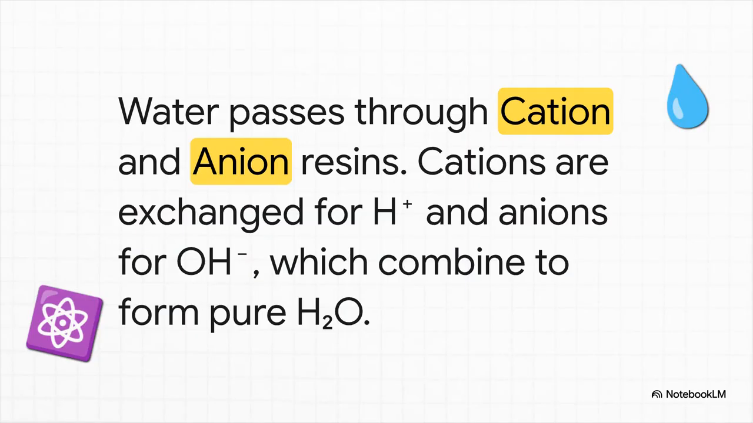The best, most complete external treatment is called ion exchange or demineralization. It's a two-step process. First, the hard water goes through a resin that grabs all the positive ions, like calcium and magnesium, and swaps them for hydrogen ions. Then, the water goes through a second resin that grabs all the negative ions, like sulfates and chlorides, and swaps them for hydroxide ions. And what do you get when you combine a hydrogen ion and a hydroxide ion? You get pure H2O. The result is incredibly pure water.